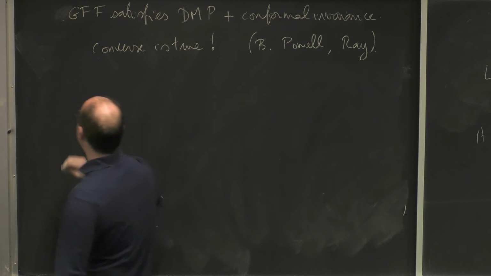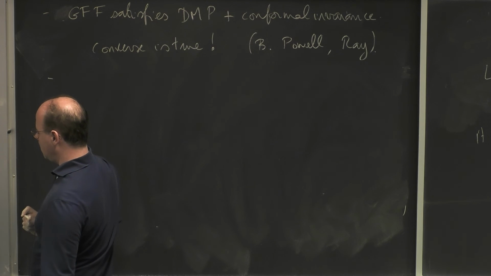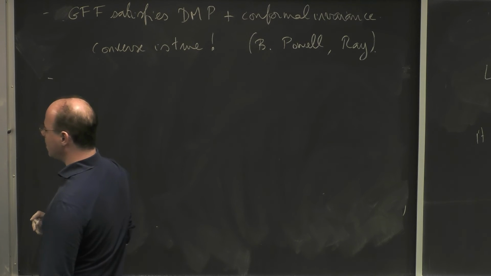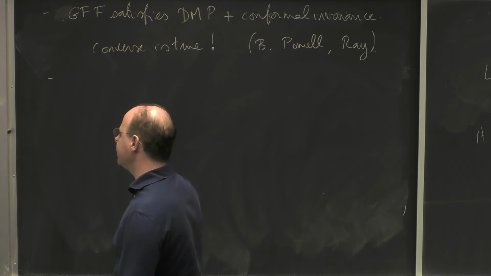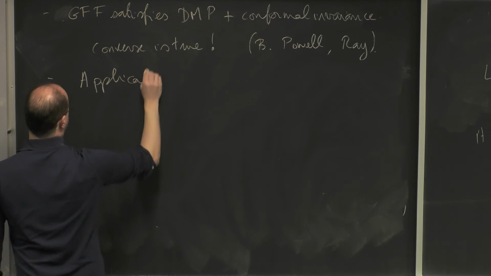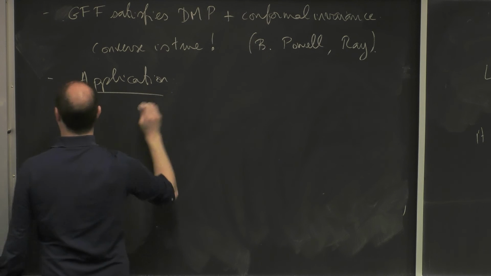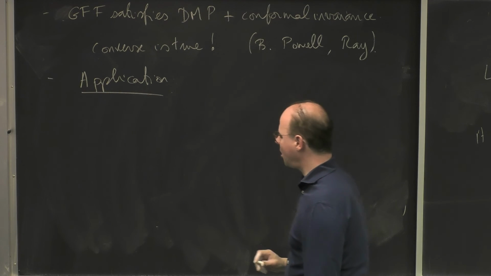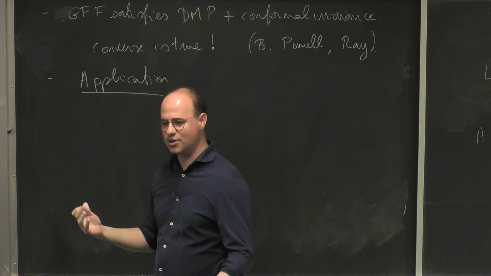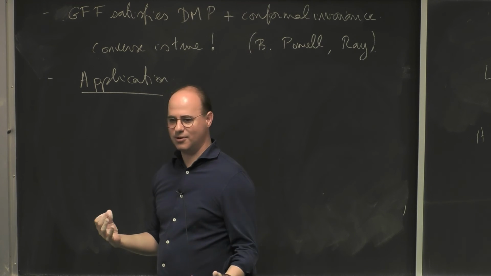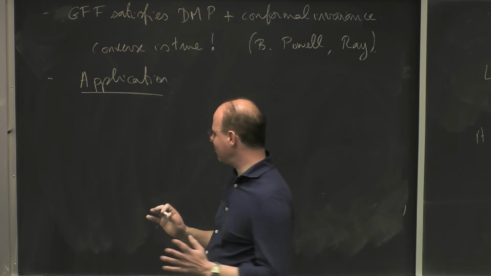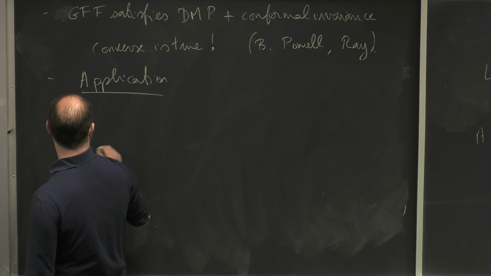Okay, that's one comment I wanted to make. And I wanted to make another comment. Let me show this in a couple of minutes, because I think that's a very nice application of the domain Markov property and really gives us a strong understanding of what the Gaussian free field looks like when you zoom in near a point.